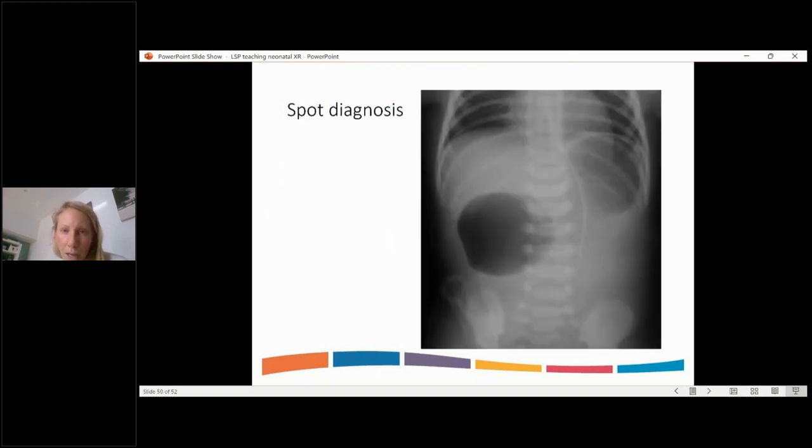I think this is the last one. So this is a spot diagnosis. What do we think of this one? It's a few years old now, but the first time I saw it in real life, I didn't really believe it looked like that. What do we think about that one? If I help you out and say that the baby looks a bit dysmorphic, I think they're a bit floppy. Yeah, well done, double bubble.